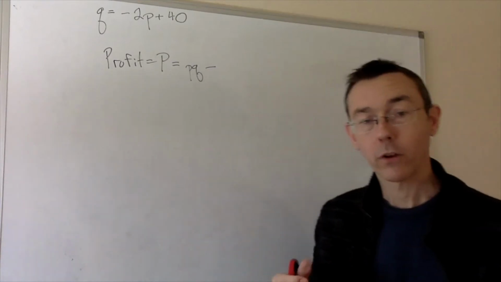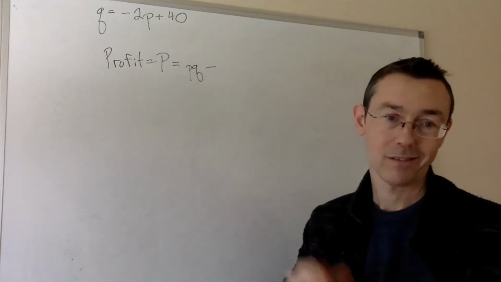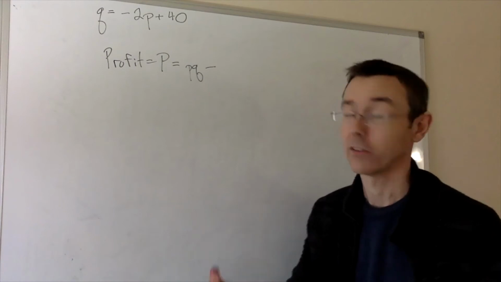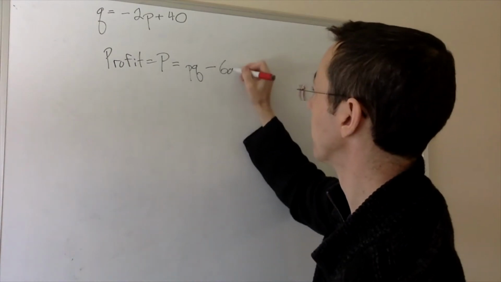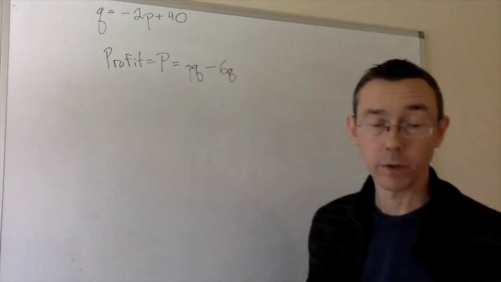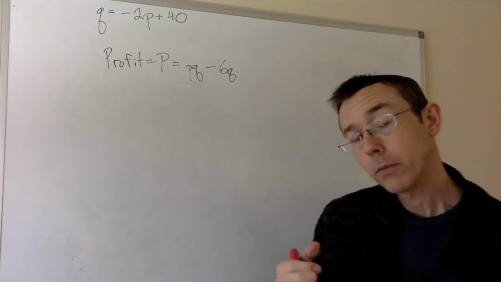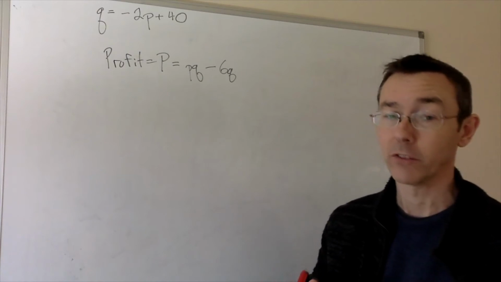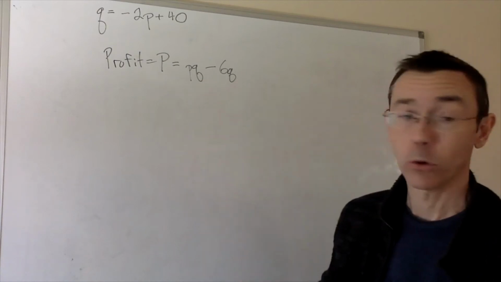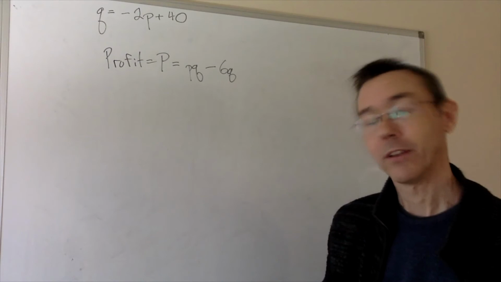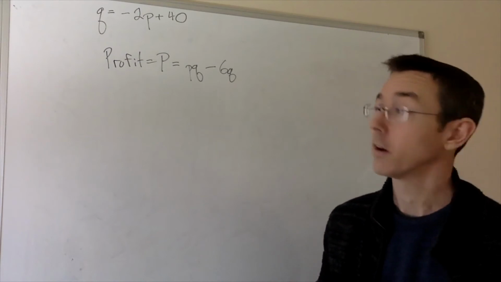His costs are going to be $6 per necklace times the number of necklaces, 6Q. This is the function we need to maximize. In Calculus 1, though, we only know how to maximize or minimize functions that have a single variable. So we need to get rid of P or Q and replace it with some function of the other variable.